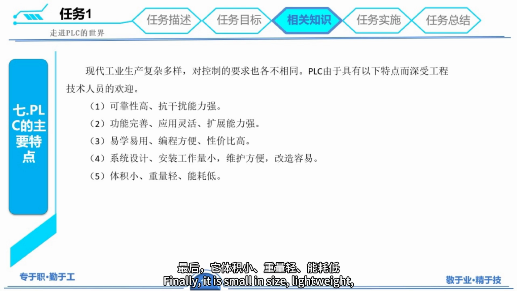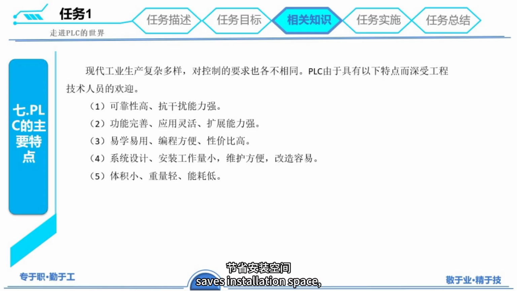Finally, it is small in size, lightweight, and low in energy consumption, uses large-scale integrated circuits, saves installation space, and has low power consumption, reducing production energy consumption.